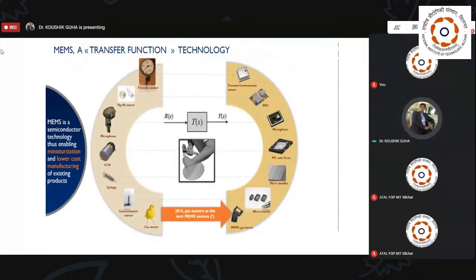In control system terminology, we can say MEMS is a technology that enables miniaturization and lower cost manufacturing of existing products. Because in earlier days, all the sensors like pressure sensors, tilt sensors, and microphones were there, but the sizes were bigger. But if you see on the right hand side, these pressure sensors are coming in a more compressed, more small packaged form. So MEMS acts as a transfer function between the early days sensors and the modern day sensors, we can say.